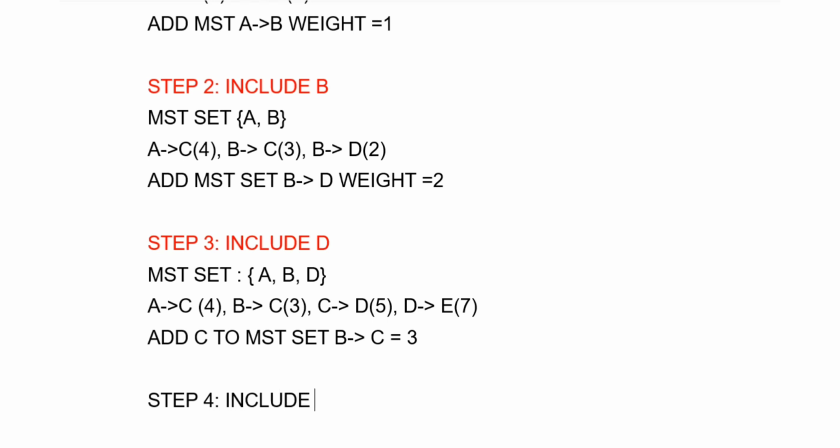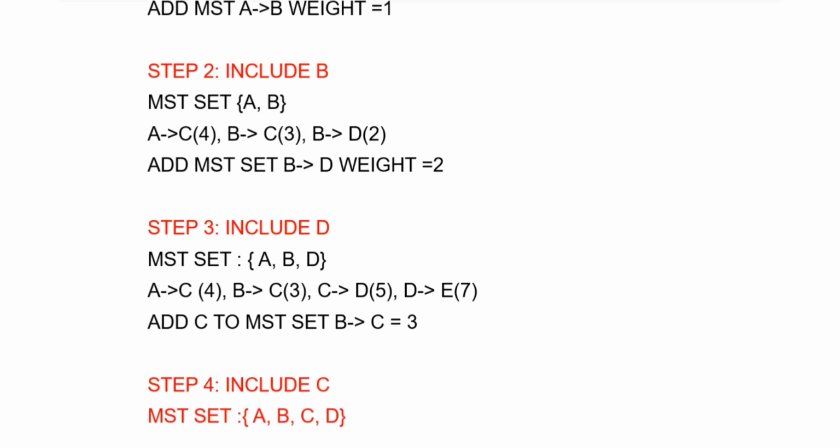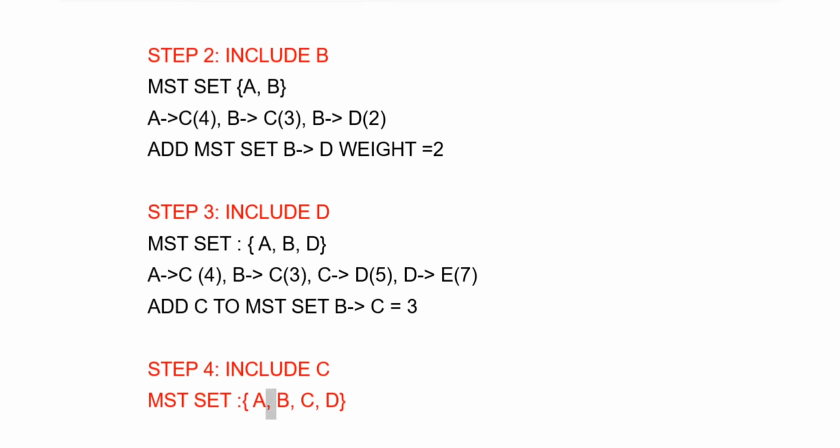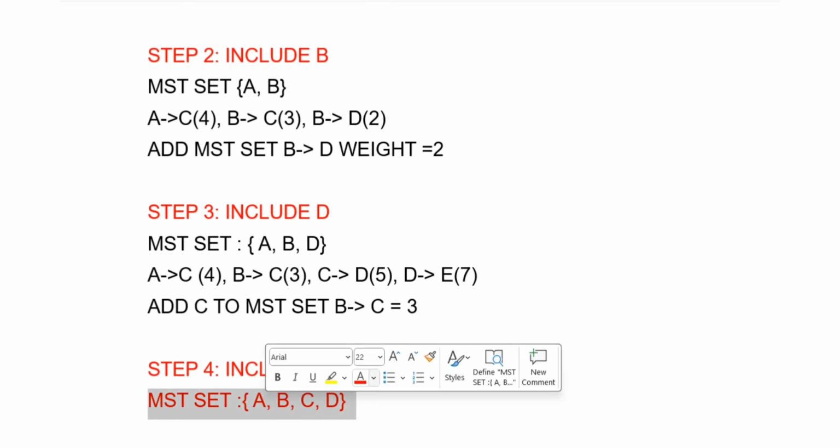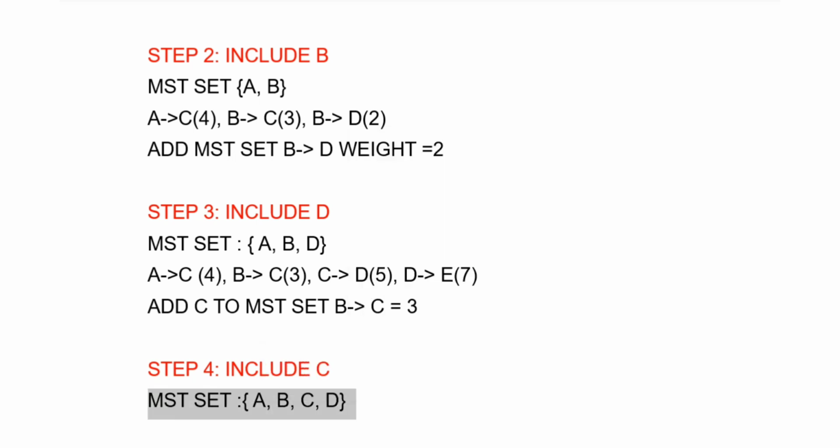Now, the edges connected to A, B, C, D from before. We need to choose the minimum weight edge that connects any vertex in the minimum spanning tree set to a vertex outside the set. Consider A to C. The weight is 4. The vertex C is not yet in the minimum spanning tree set, so this edge is valid. Then consider B to C. The weight is 3. The vertex C is not yet in the set. This is smaller than A to C. Next, the other edges.